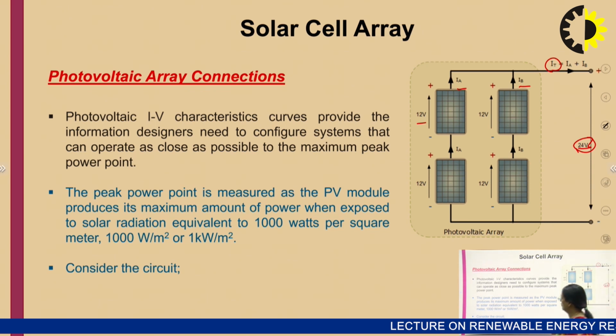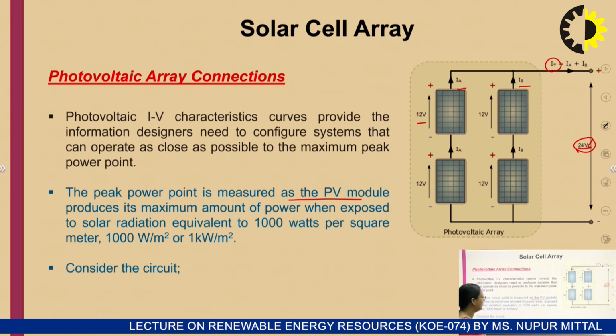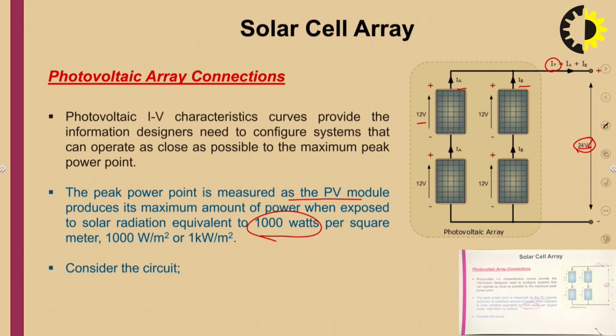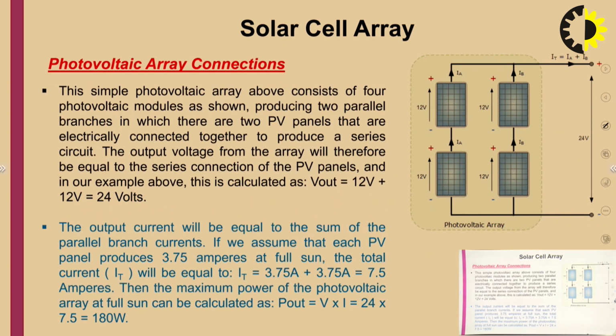panel. You can see here the peak power is measured as the PV module produces its maximum amount of power when exposed to solar radiation equivalent to 1000 watts per square meter, or 1 kilowatt per square meter. This is the circuit for the formation. The simple photovoltaic array above consists of 4 photovoltaic panels producing 2 parallel branches, in one branch the 2 panels are connected in series.